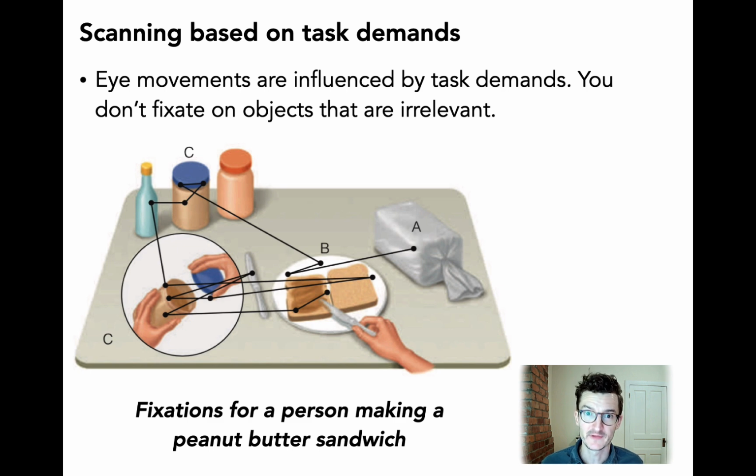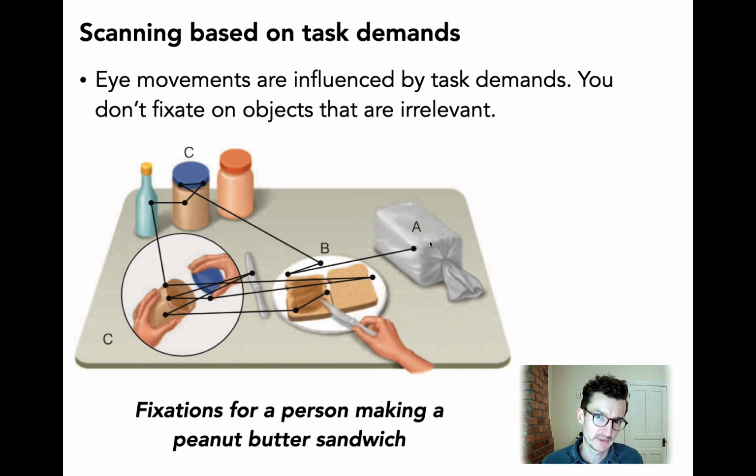And what we find is that eye movements are really influenced by the demands of the task that we're performing. When we're performing a task, we attend to things that are relevant for the task, and we ignore things that are not relevant. Right? So this image shows fixation points for somebody assembling a peanut butter sandwich. And what we see here is that the individual fixates on the different components, the different parts of that sandwich in the order in which they're actually accessed.